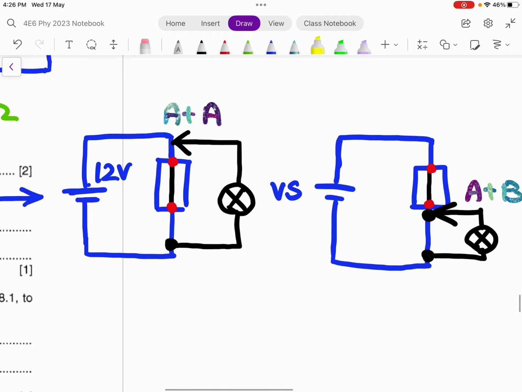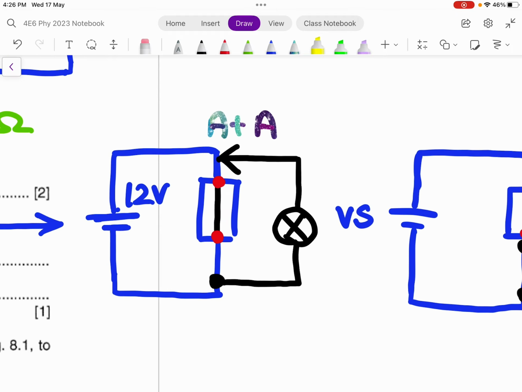So if you look at A, I think most of you got it correct. It is basically a parallel circuit, right? So if you have 12 volt here, it means you have 12 volt across the resistance wire, and so you have 12 volt across the light bulb. Okay, notice what I said: 12 volt across.